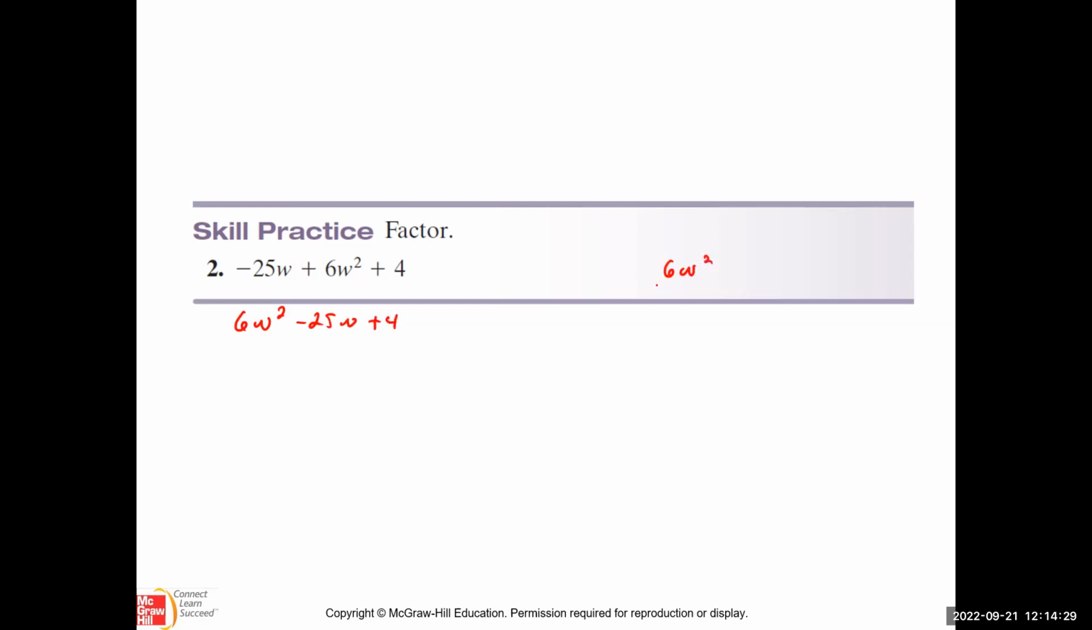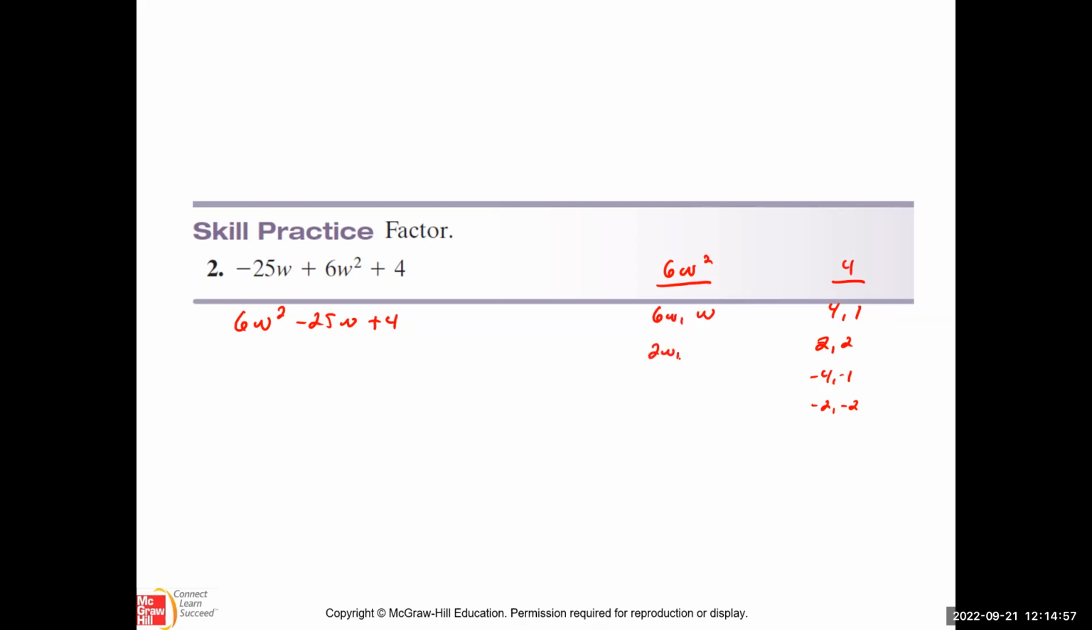So I'm looking for factors of 6w squared and factors of 4. Right. So 4 is going to be 1 and 4. It's going to be 2 and 2. I also can do negative 4 and negative 1, and then negative 2 and negative 2, right? Just for the sake of it. And the reason being is because the 25w is negative, so I might have both negatives. Remember some of the rules that they laid out for us at the beginning.